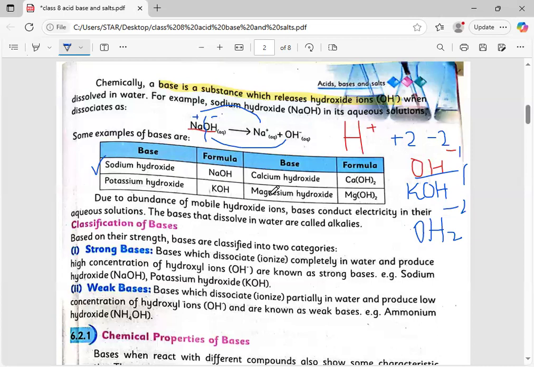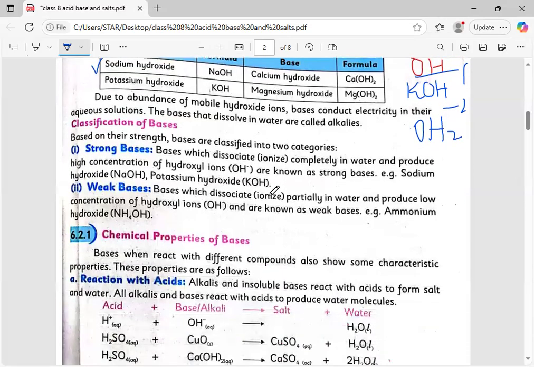So one hydroxide ion contains a single charge, that is -1. So two hydroxide ions can contain a double, -2 charge. Therefore, the +2 and -2 can balance each other. So due to the abundance of mobile hydroxide ions, bases conduct electricity in their aqueous solution.